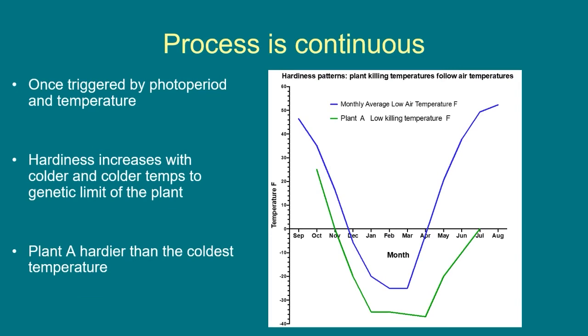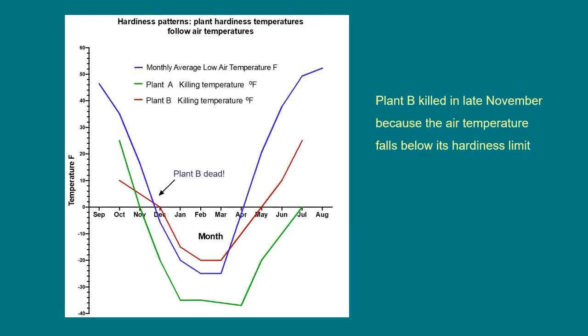Once triggered by decreases in day length and temperature, plants continue to acclimate and change hardiness levels throughout the winter. Plants respond to colder temperatures by increasing their hardiness level down to the genetic limits of the plant. If the winter temperatures do not fall below the genetic limits of the plant, it could survive the winter. If the temperatures, the blue line, dip below the plant's hardiness limit, plant B's, the red line, the plant dies. Again, killing temperatures can be reached that may or may not be close to the hardiness zone limits.